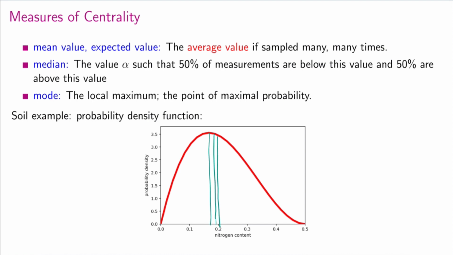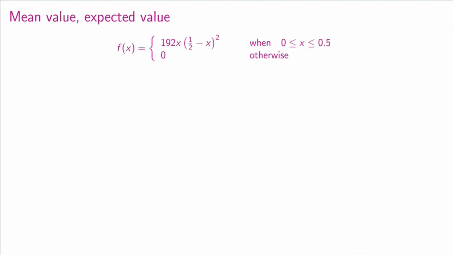I'm going back and using the soil example, which I have studied in previous videos already. So here is the function again, 192x times (1/2 minus x) squared, between 0 and 0.5, as the nitrogen concentration in a sample of soil. So let us start with the mean value. The formula for the mean value is the integral from minus to plus infinity of x f(x) dx. It is often denoted by a mu. So mu is for the mean value and is also the expectation of x. That's another way to write it down.